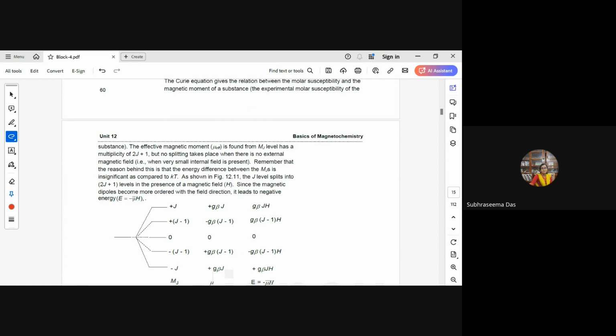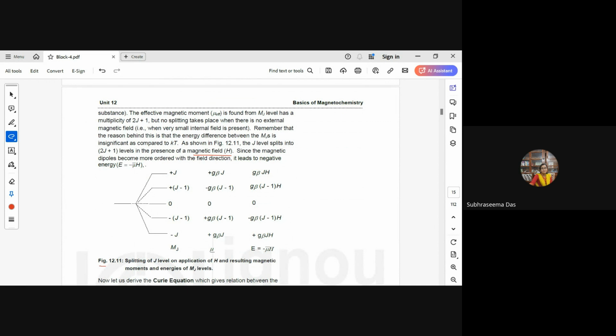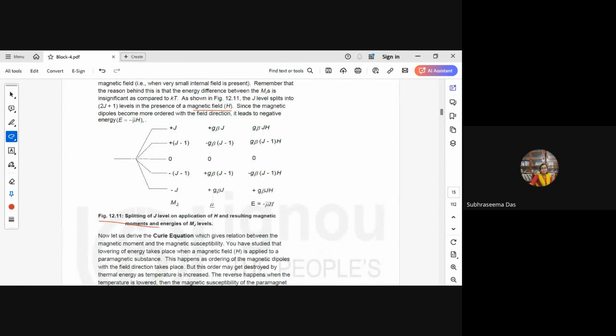As shown in figure 12.11, the J level splits into 2J plus 1 levels in the presence of a magnetic field. Since the magnetic moments become more ordered, it leads to a negative E. In figure 12.11, we see the splitting of the J level on application of an external magnetic field, and some of the magnetic moments and energies have been shown here.